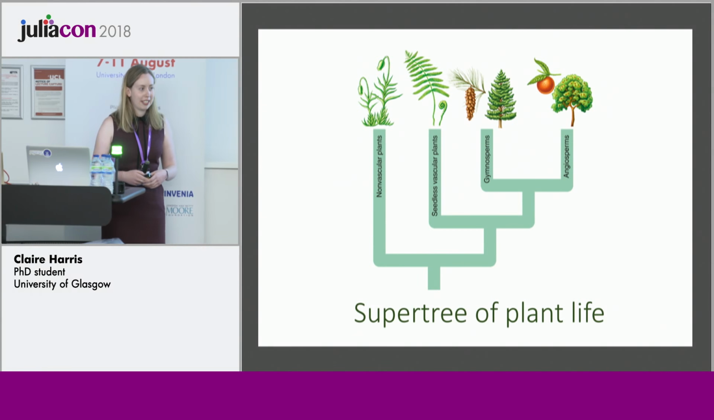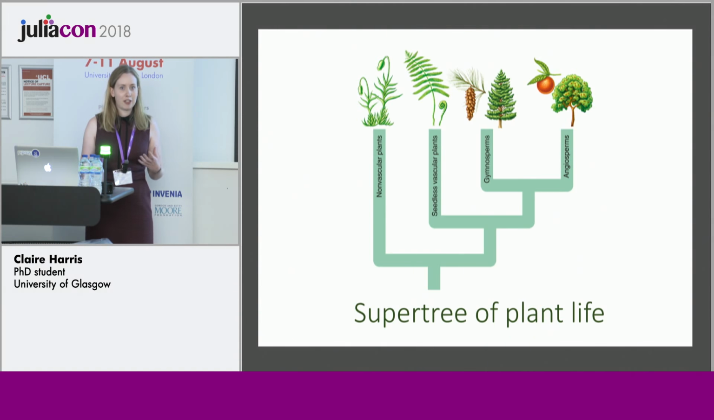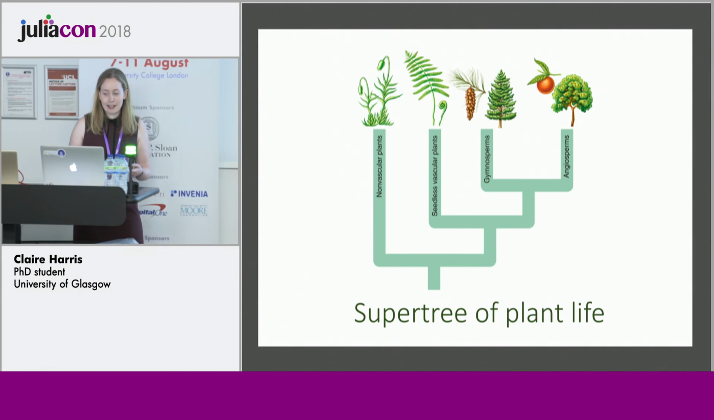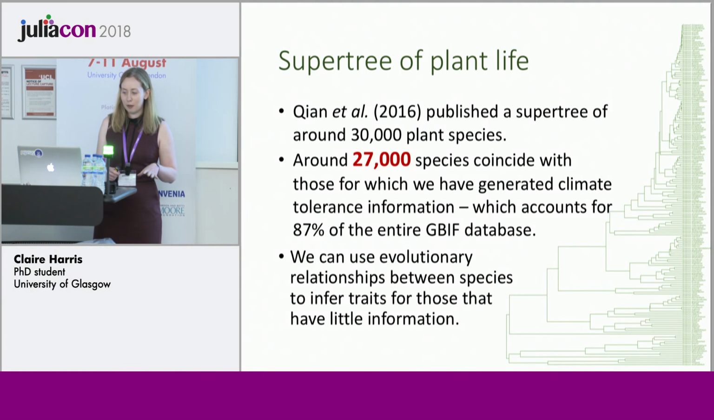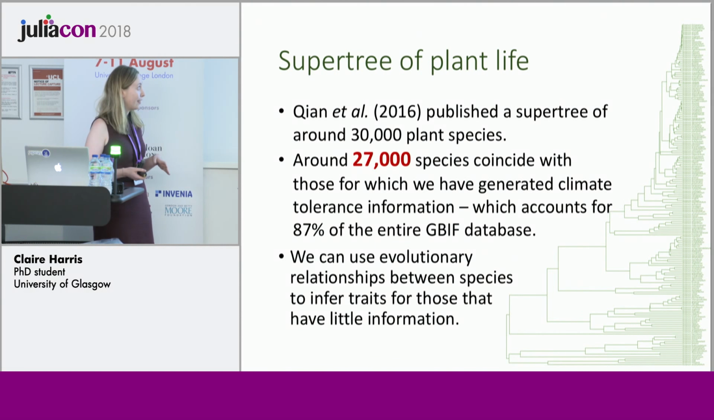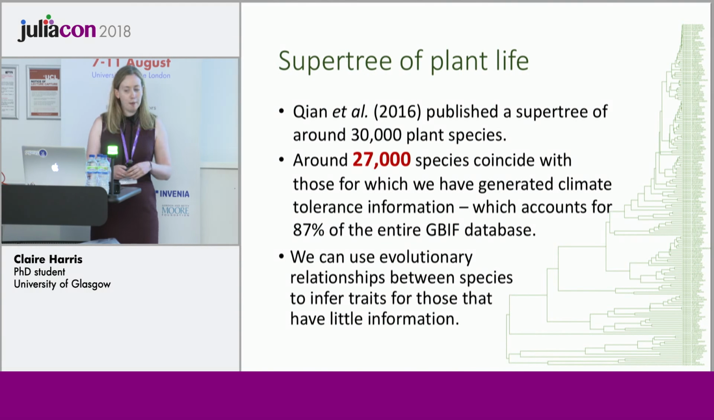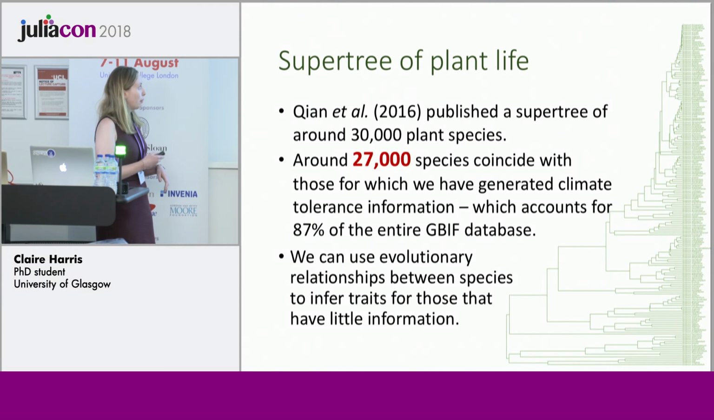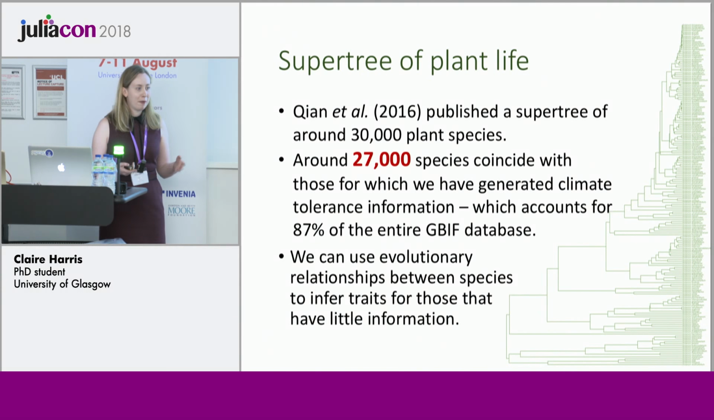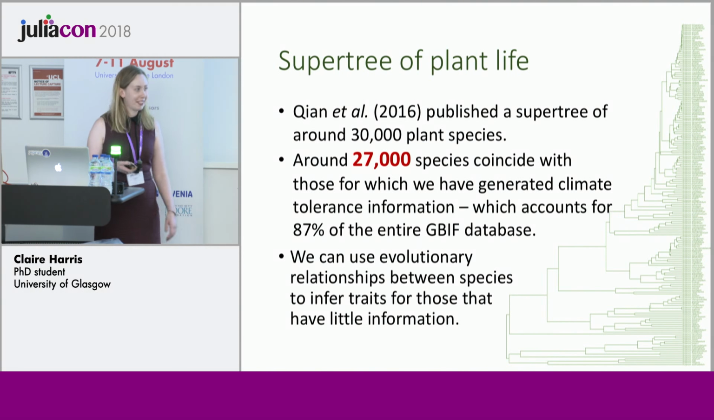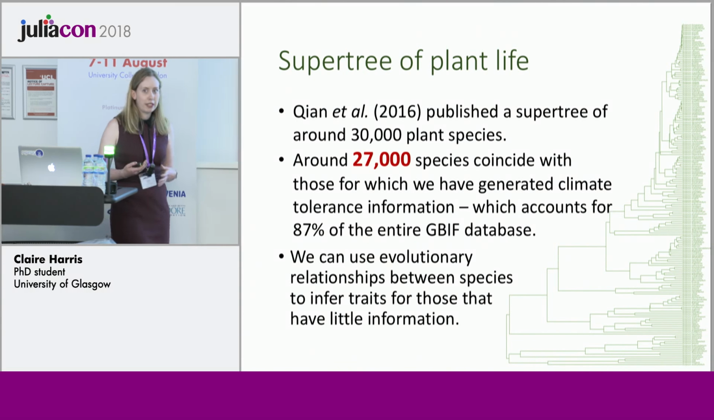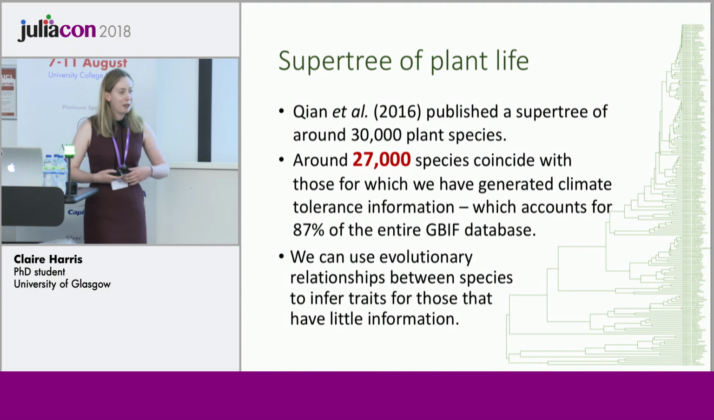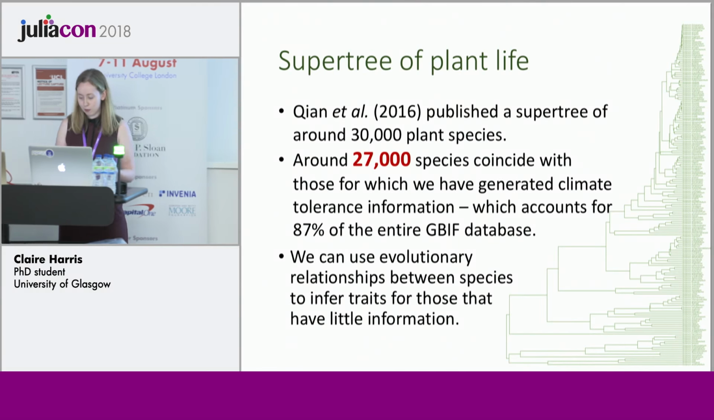And then the final ingredient is thinking about the evolutionary relationships between these plants. I talked about similarity earlier, and this plays heavily into that. We were quite fortunate that a couple of years ago there was published a huge super tree of about 30,000 plants, which was the largest so far. And for quite a big proportion of that, we had GBIF information and therefore climate preference information now. I won't dwell on this too much, but we're hoping that we can use the evolutionary relationships between the species to fill in gaps for those that we have less information for.